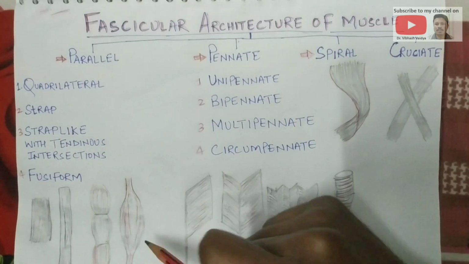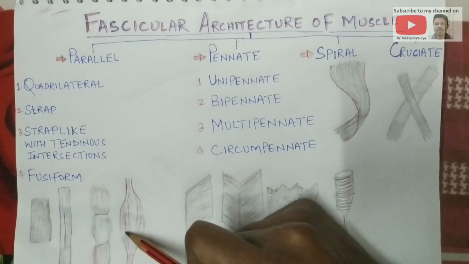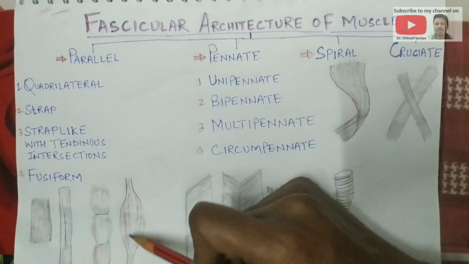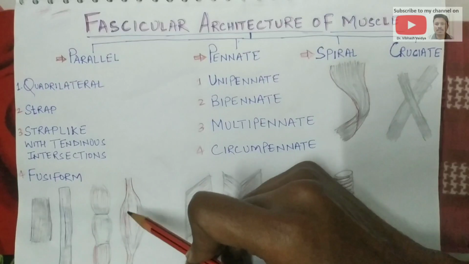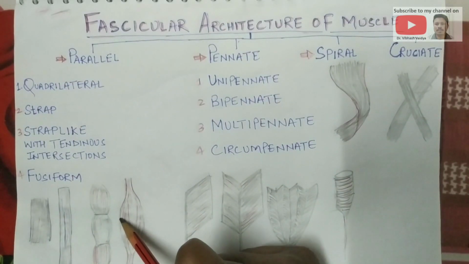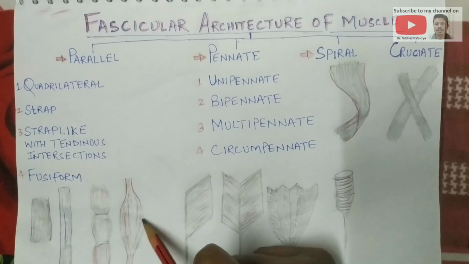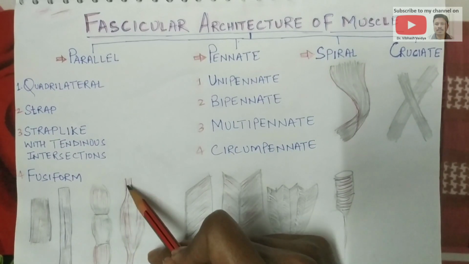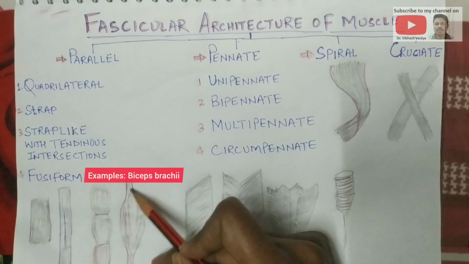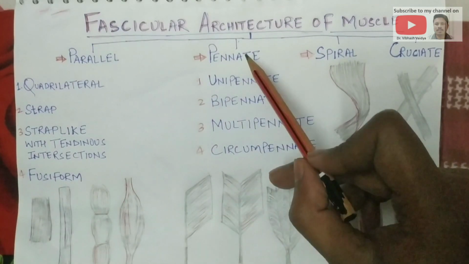Now fusiform muscles. This is the fourth type of parallel muscle. You can appreciate here the fibers run parallel toward the line of force, and the fleshy part of the fusiform muscle is bulky, while the ends are tapered. Now the pinnate muscles.